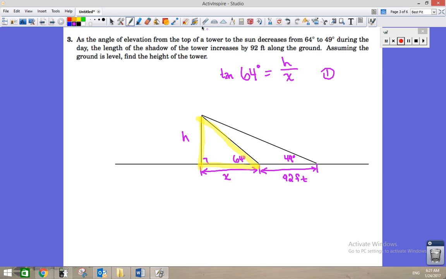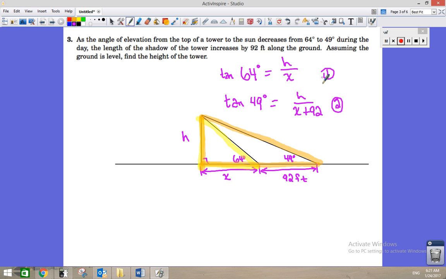Over here, if I use this larger triangle, then I have that the tangent of 49 degrees is h over x plus 92. Call this equation 2. So the way it's set up here, what I would do is first find x and then use x to determine h.